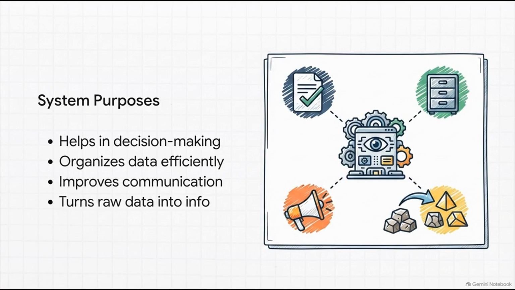But why do we even go through all this effort? Well, all this complex behind-the-scenes work turns raw data into incredibly useful information. These systems organize massive amounts of data efficiently. They improve communication within organizations, and most importantly, they help us humans make critical, informed decisions every single day.